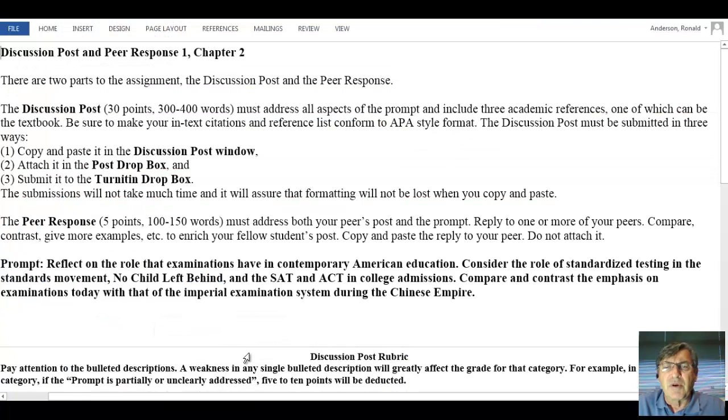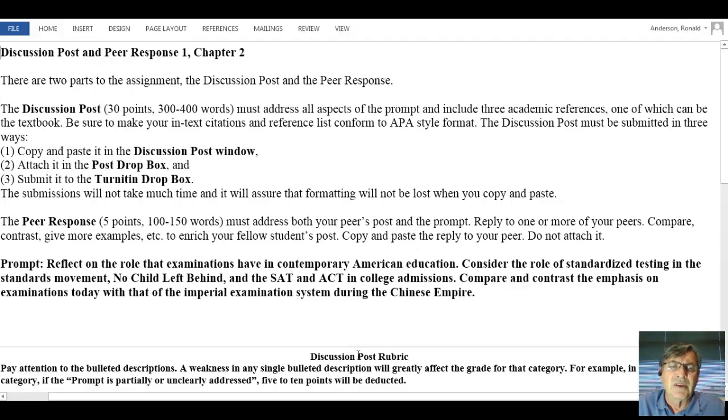Back to the instructions. The peer response, after you've submitted, you look and see who else has submitted, and then you do the peer response. 100 to 150 words. Must address both your peer's post and the prompt. They might have given some anecdote or some support for what they learned from the theory.